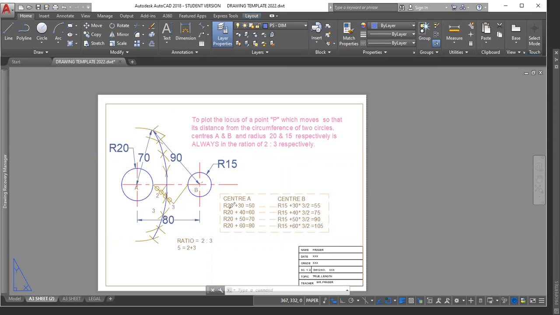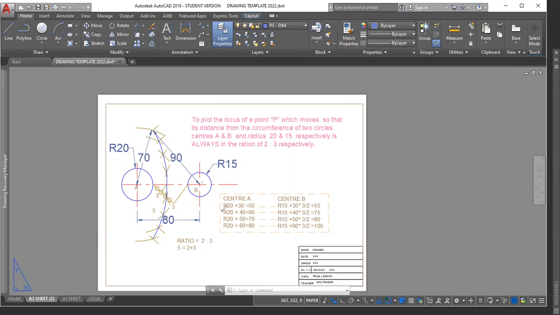So here is a breakdown. For radius 20, R20, if we add 30 to the circumference, that would give us 50. So from center A, we would draw an arc of radius 50. The corresponding arc for that would be radius 15 plus 30 multiplied by 3 over 2 of the amount that we add to the radius. So in this case, 15 plus 90 divided by 2 is 45, giving us a total of 55. So we would scribe an arc from center B to correspond to the radius 50.